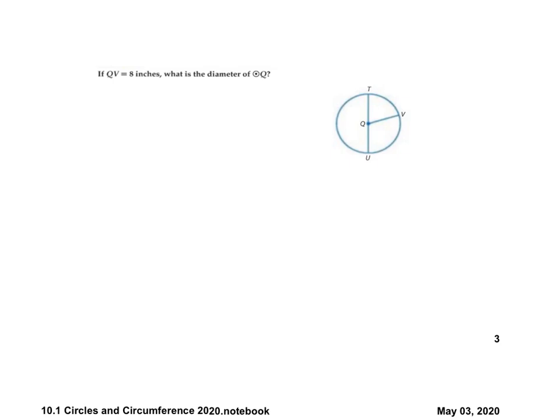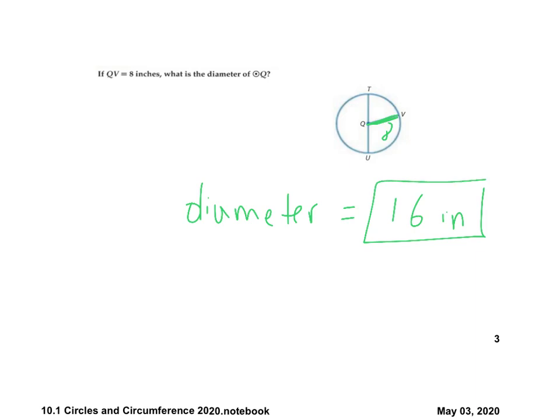So a very simple question: if segment QV, and in this case QV is your radius, is 8 inches, what is the diameter of circle Q? Okay, so I'm sure that this question is easy for you. So if this is 8, how long is the diameter? Diameter would be 16 units, in this case inches.